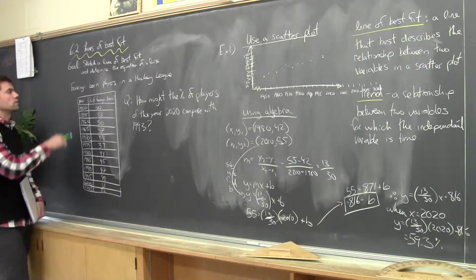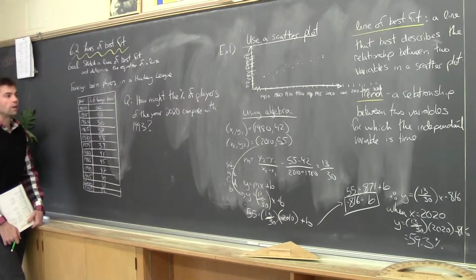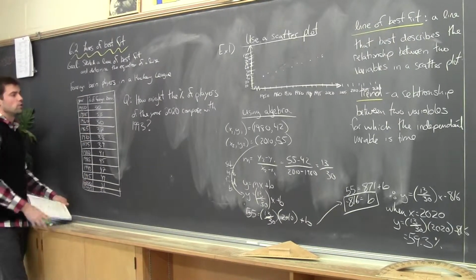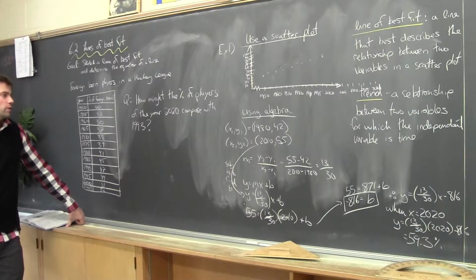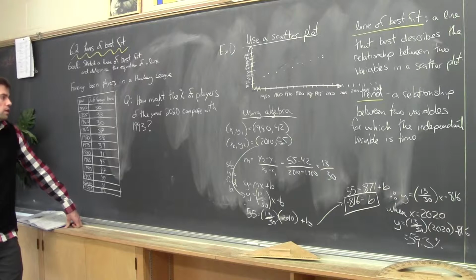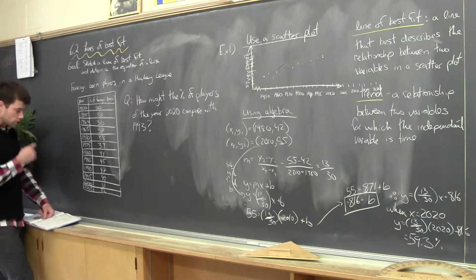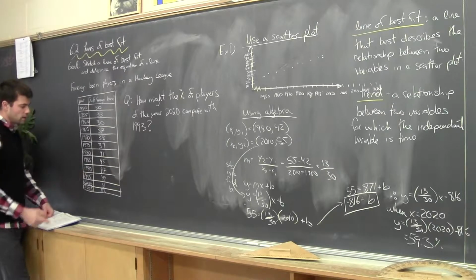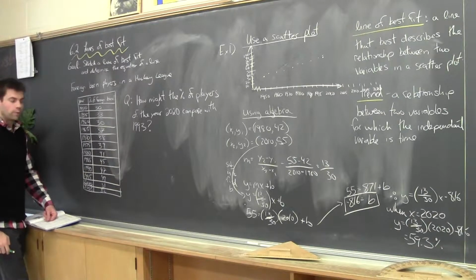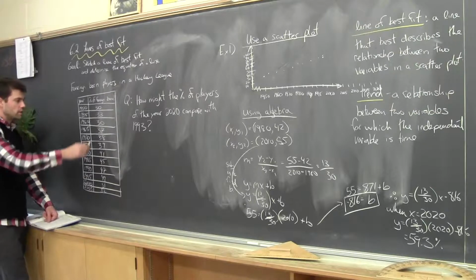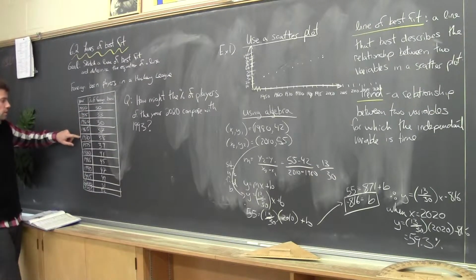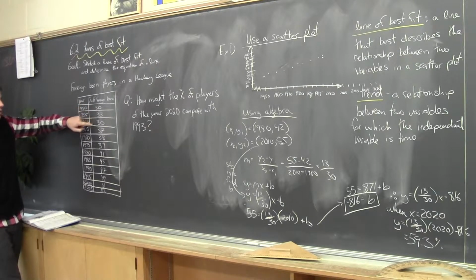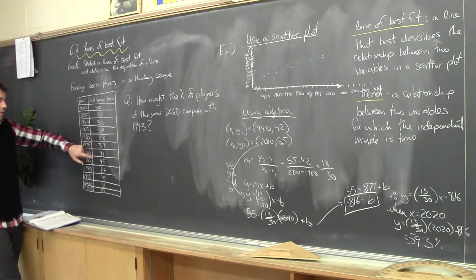The first example gives us foreign-born players in a hockey league. So it gives us this chart, and then it asks how might the percentage of players in the year 2020 compare with 1993. We have information on 1990 and 1995. We don't have 1993, but based on this pattern here, we can see that as the year increases, these numbers are increasing, generally speaking.